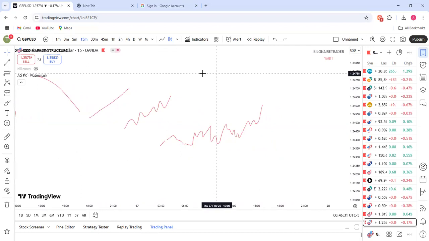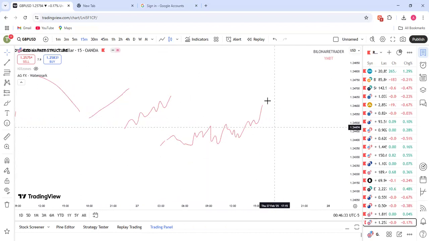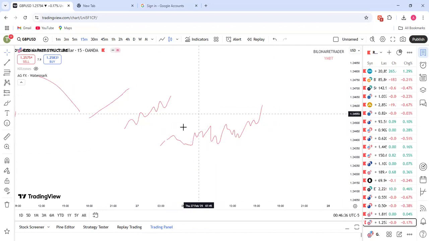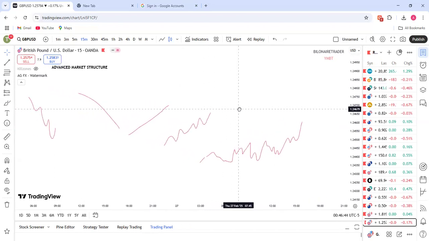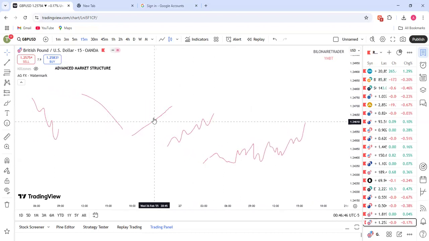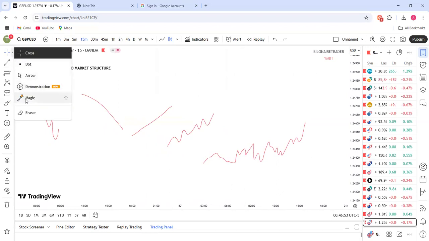So in this scenario, this is where we are able to look into the advanced nature of the market. So in the real sense of the market, what does the market do? Or how does the market behave? Right? That is what we want to look at. That is where the advanced part of the market structure comes in. Okay. So let me clear this.